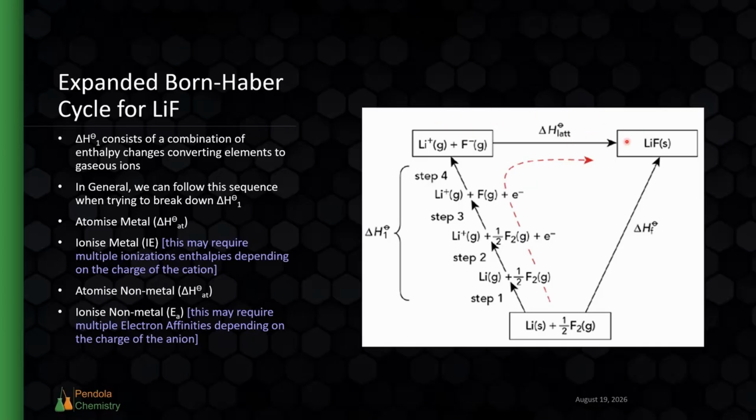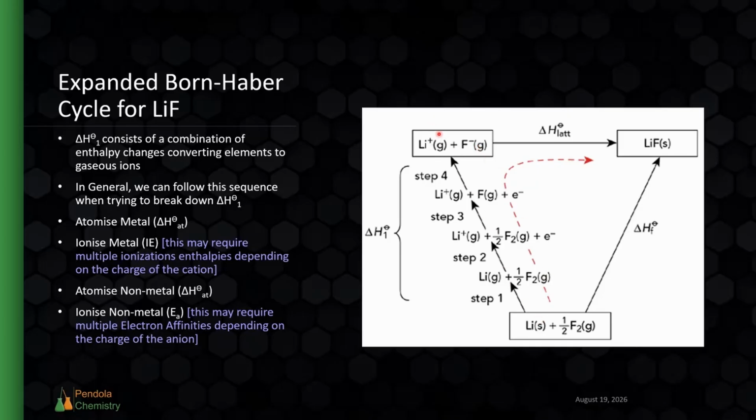Enthalpy change lattice is at the top, because we are going from the ions in their gaseous state to the element in its solid state. So the compound in solid state. So we have lithium fluoride solid. What is that made out of? That's made out of lithium plus ions and F minus ions, both in the gas state.